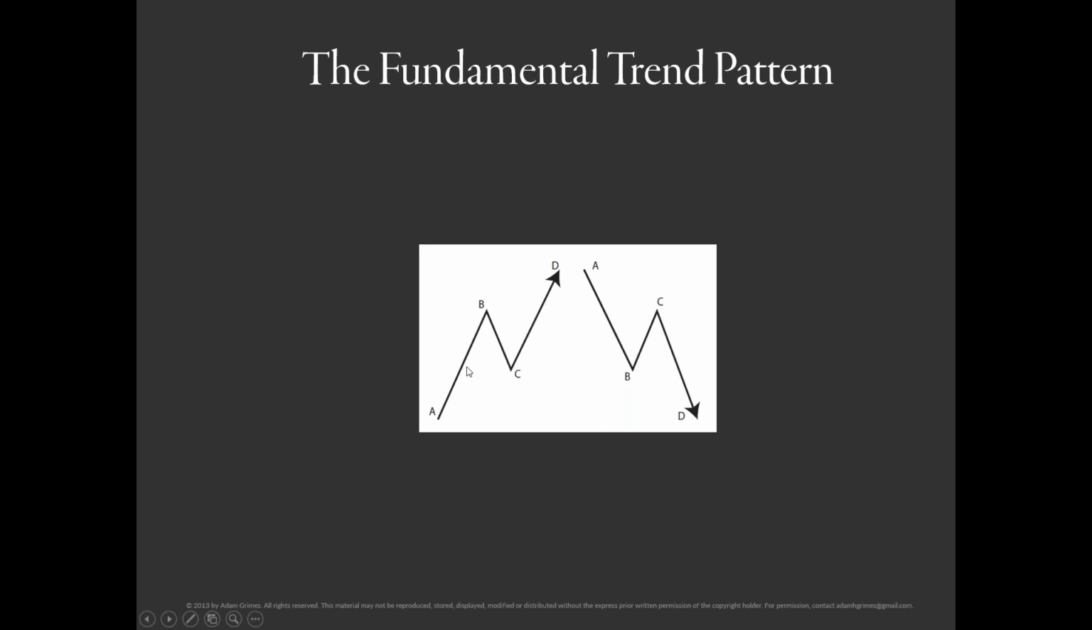You have a market that goes up, and I've labeled this, just look on the left here, A to B, and then you have some kind of pullback. And of course, if the market's going to trend in one direction, it can't pull back more than the with-trend thrust. If it did, we would be going down. But this is the pattern that shows up in every trend on every time frame.